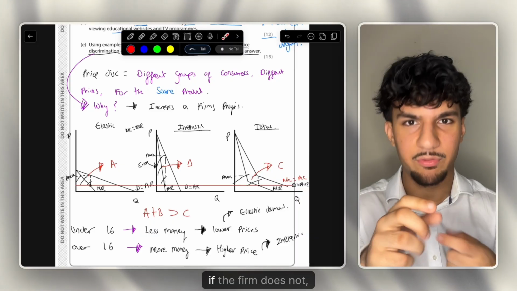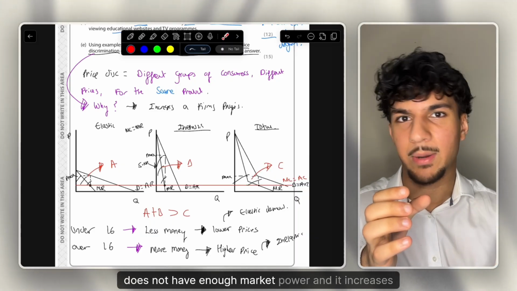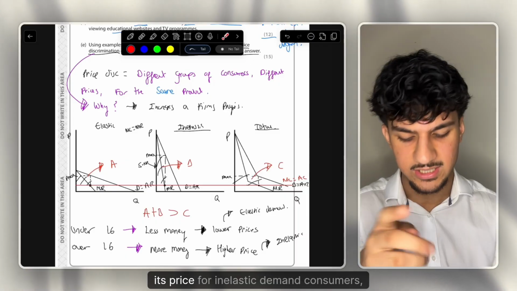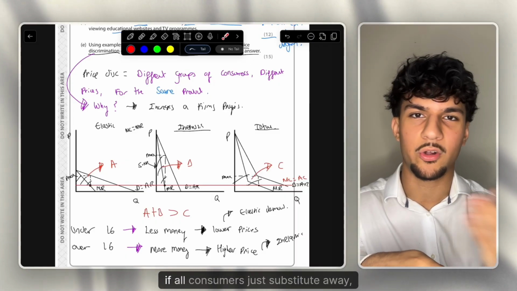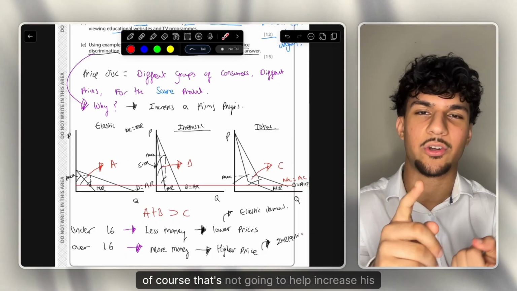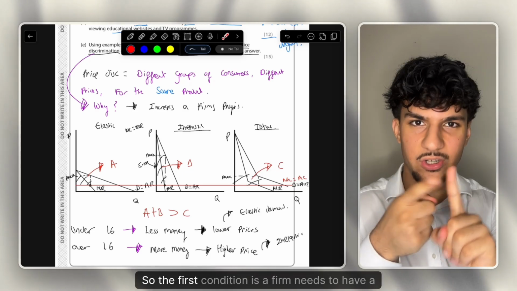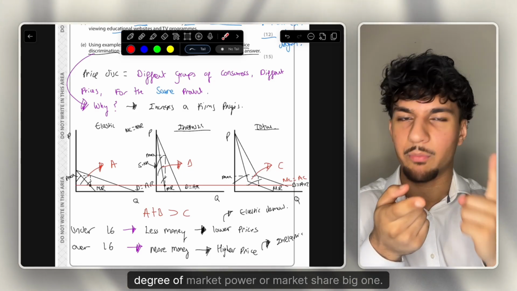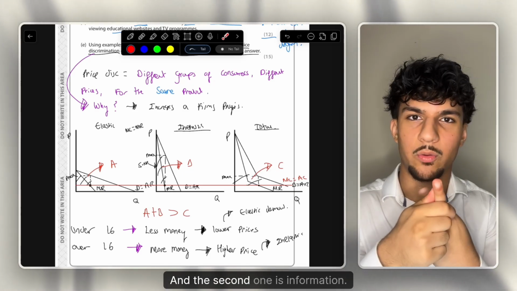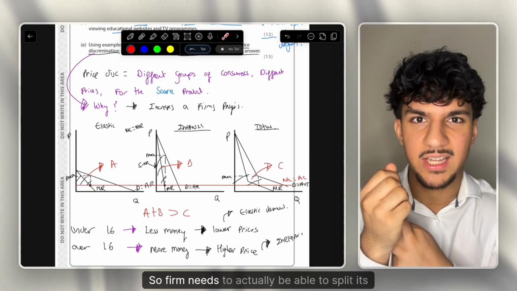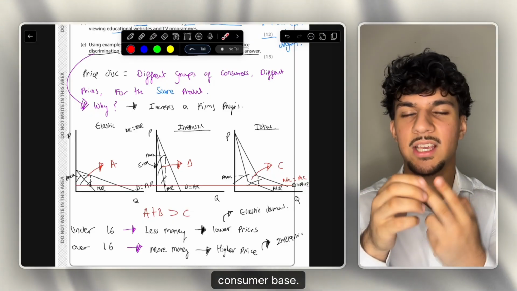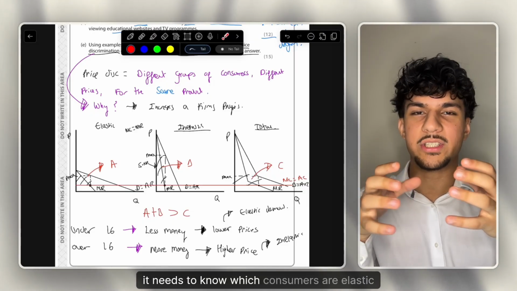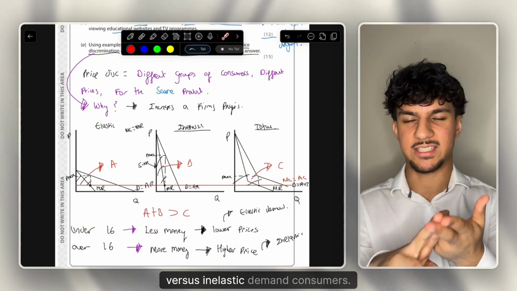So for example, if the firm does not have enough market power and it increases its price for inelastic demand consumers, if all consumers just substitute away, of course that's not going to help increase its profit. So the first condition is a firm needs to have a degree of market power or market share. Big one. And the second one is information. So a firm needs to actually be able to split its consumer base.